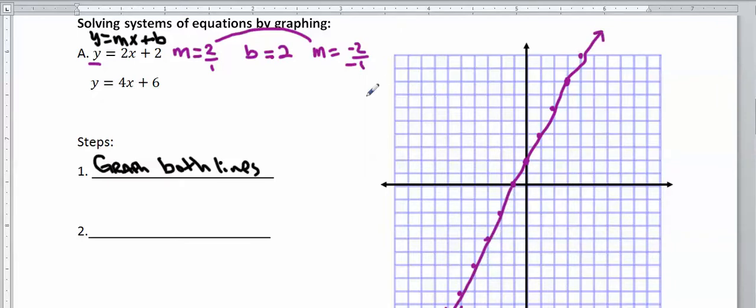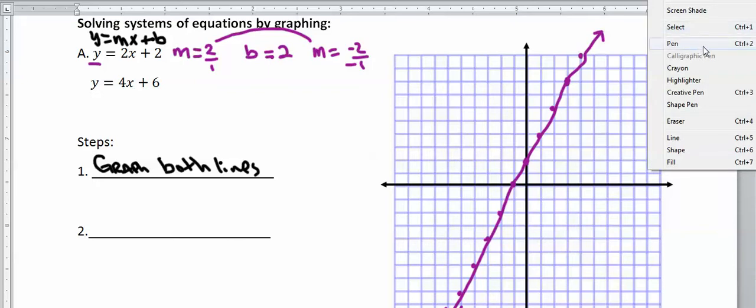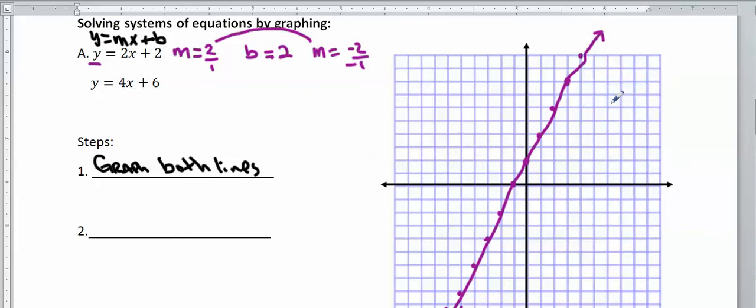Okay, and the reason why I want you to plot as many points as possible is because you will notice that when you do this, it makes it a lot easier to find the right point because you're not kind of guessing. You'll see where it crosses. There's no guesswork involved. Okay, so I'm going to do the same thing for the second line. I'm going to make this my red line.